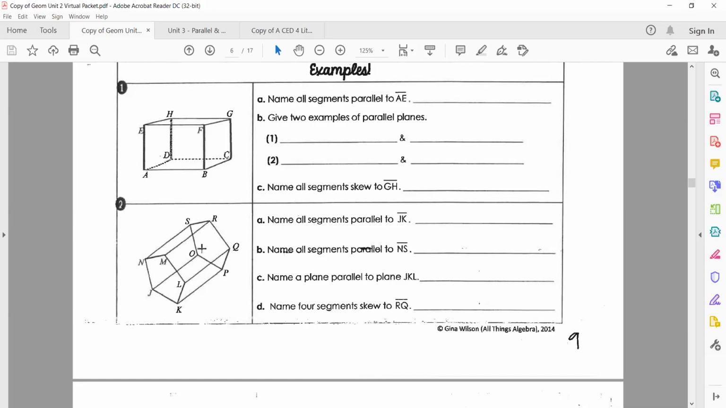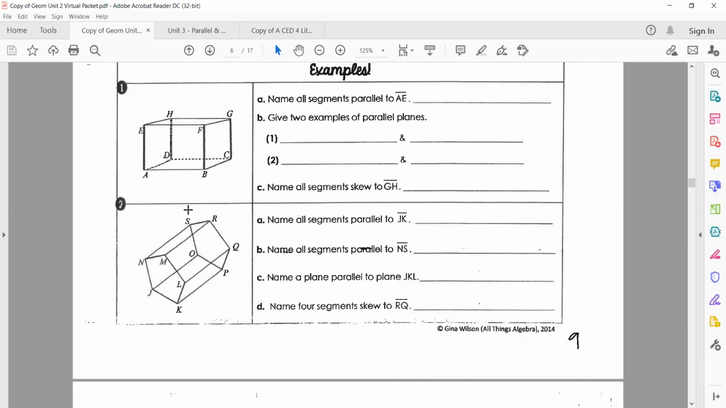JKOP is the bottom plane. This kind of looks like a house to me. So that would be like the first floor. The only other line segment that's parallel is at the other end of that same plane, because the roof part of it, the top part of this shape, is on an angle.